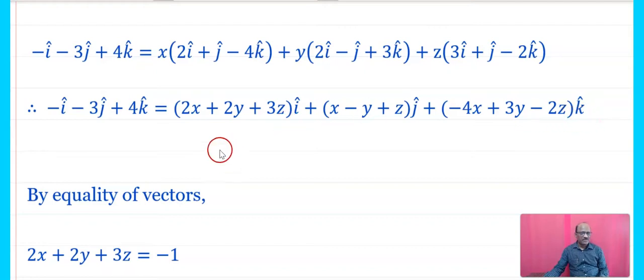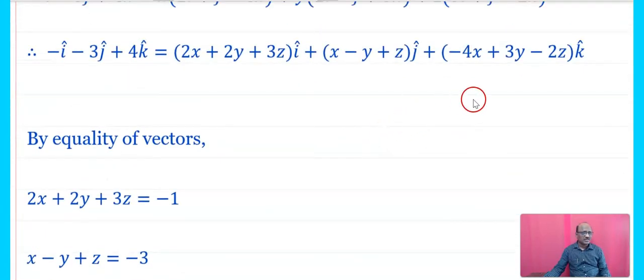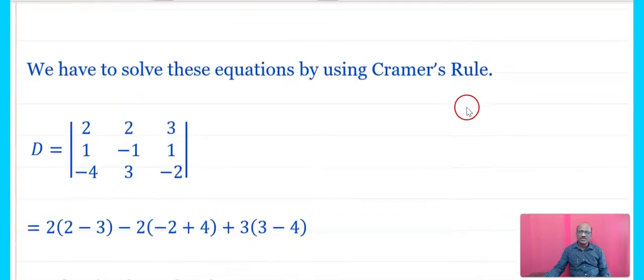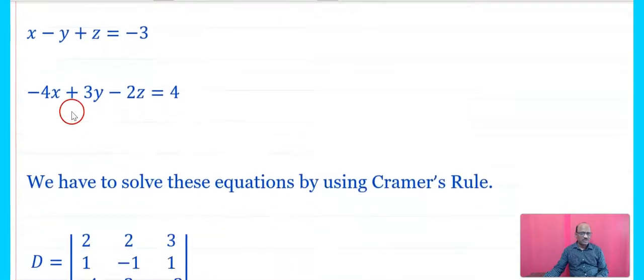Equate it. That is 2x plus 2y plus 3z is equal to minus 1. x minus y plus z is equal to minus 3, and the last is minus 4x plus 3y minus 2z is equal to 4. And if you evaluate by using Cramer's rule, then you will have the determinant of the coefficients: 2, 2, 3, 1, minus 1, 1, minus 4, 3, and minus 2.